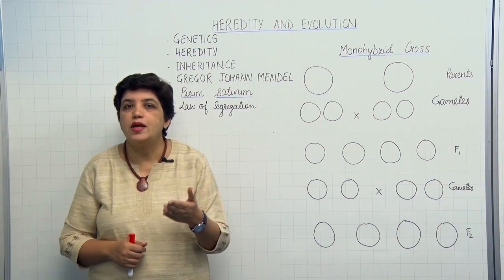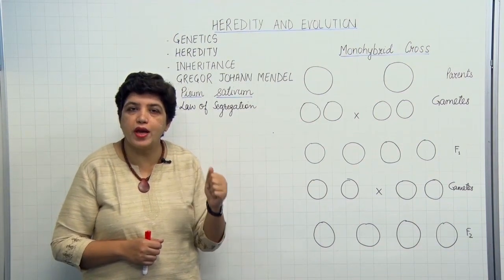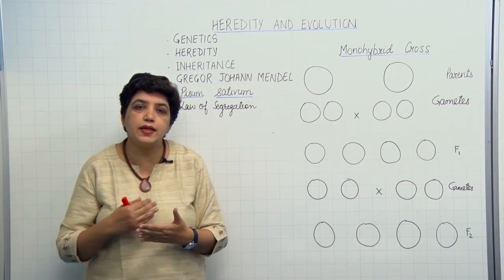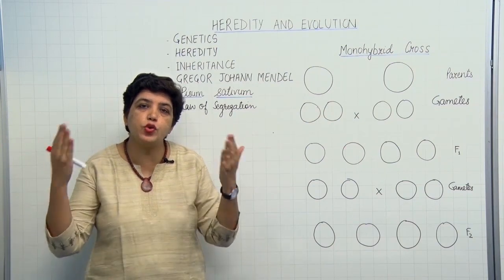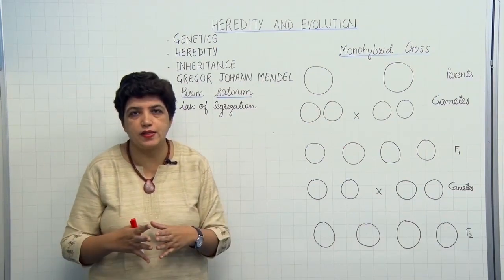For example, your height, the color of your skin, the texture or color of your hair, the color of your eyes, all these characteristics are determined by the genes which you inherit from your parents. This is all about inheritance.